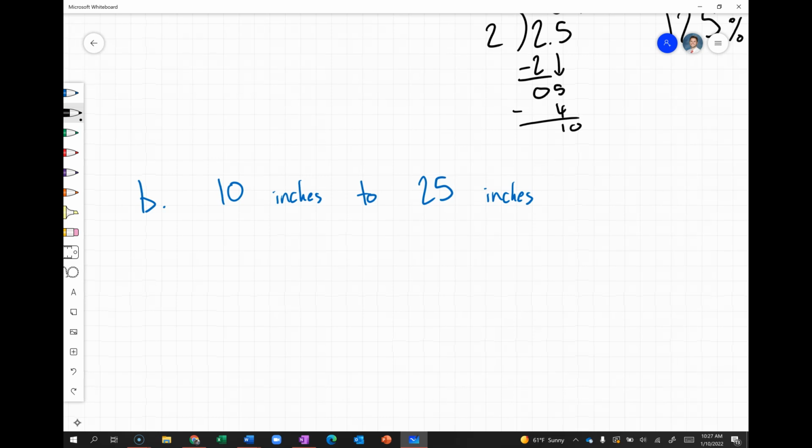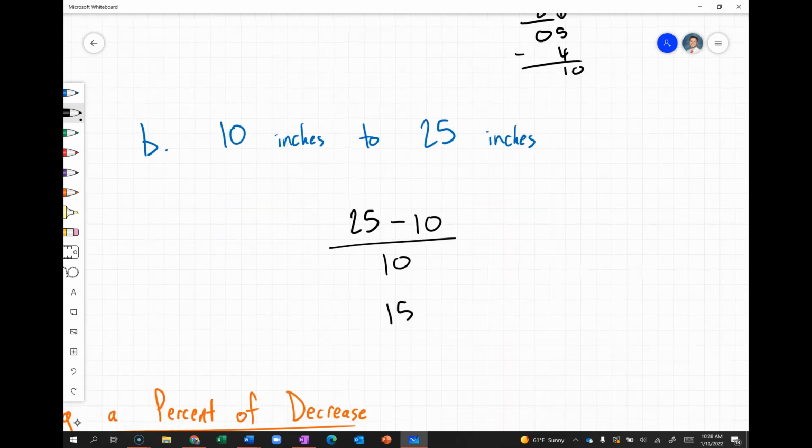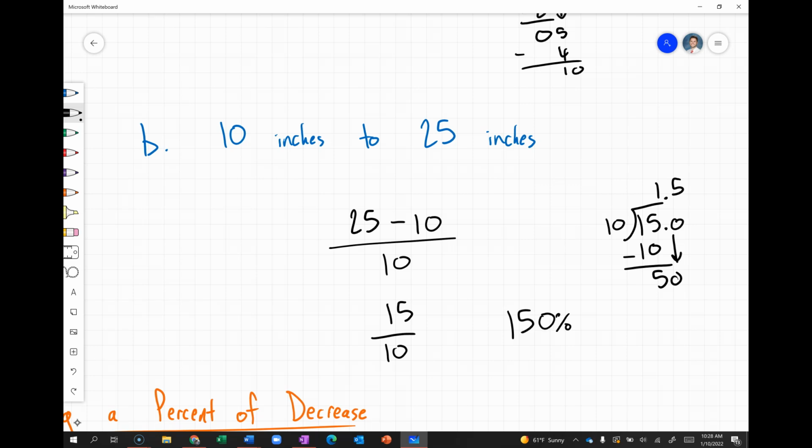Okay, another example, something growing from 10 inches to 25 inches. So again, that would be the new height, 25, minus the original height, 10, divided by 10. And 25 minus 10 is 15. So we would do 15 divided by 10, which is going to be 1.5. And so again, we write that as a percent, which is 150%. So it grew by a factor of 150%. It's 150% taller than it was before.